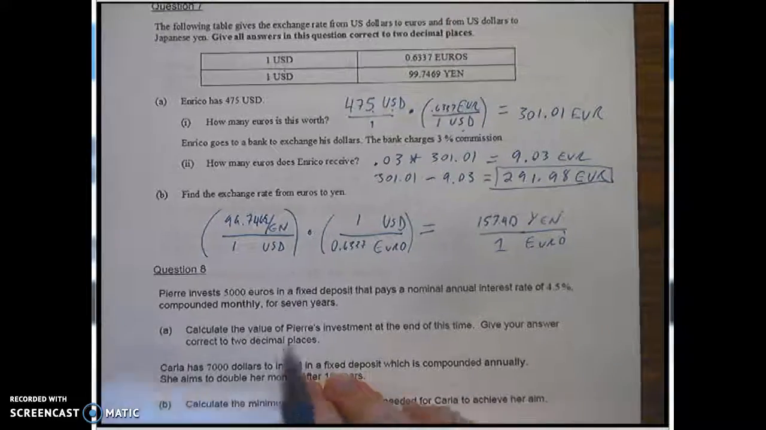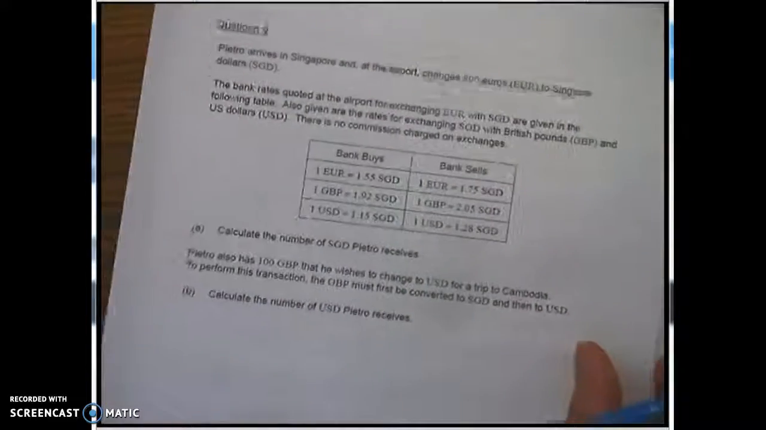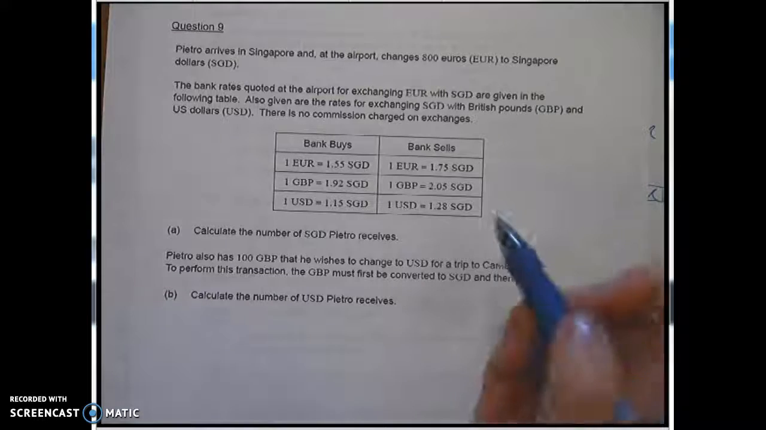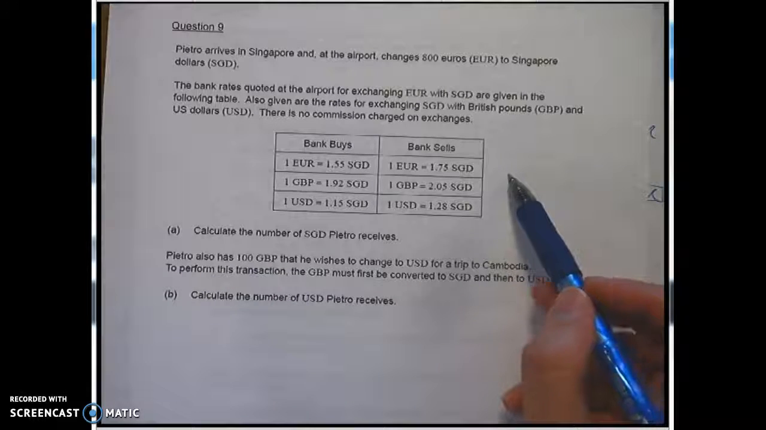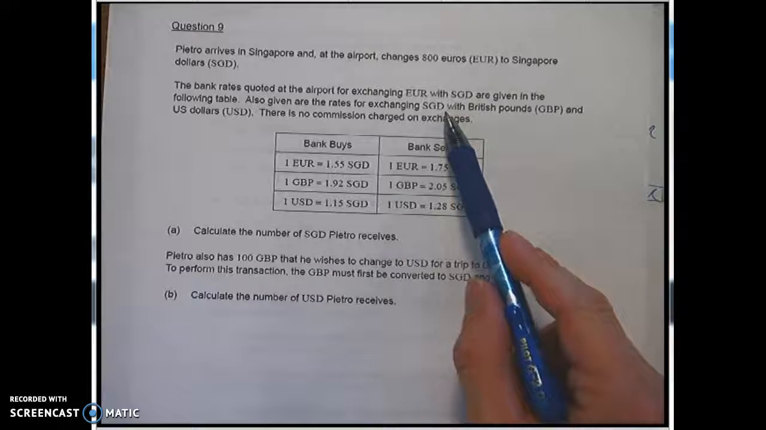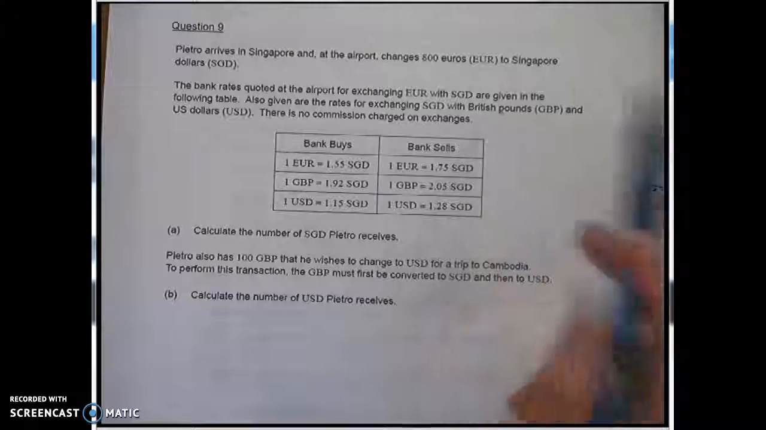I'm going to skip over to question 9 because that's another currency question before we do question 8. And in question 9, it's a slightly more sophisticated question because we're told that this guy arrives in Singapore, and at the airport he changes 800 euros to Singapore dollars. The bank rates quoted at the airport for exchanging euro to Singapore dollars are given in the following table. Also given are the rates for exchanging Singapore dollars with British pounds and US dollars.